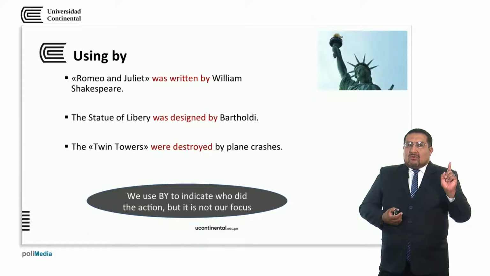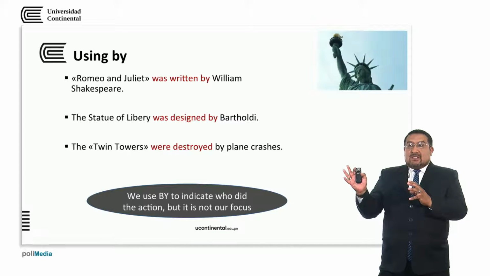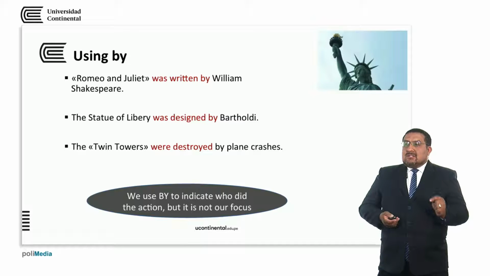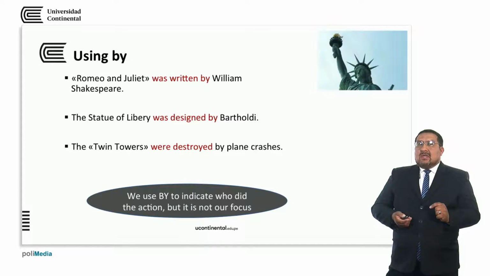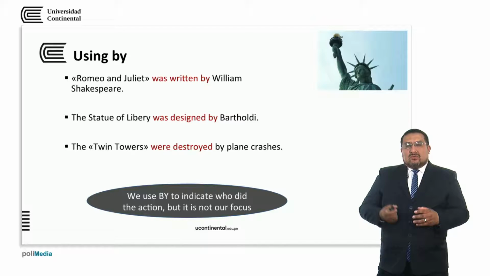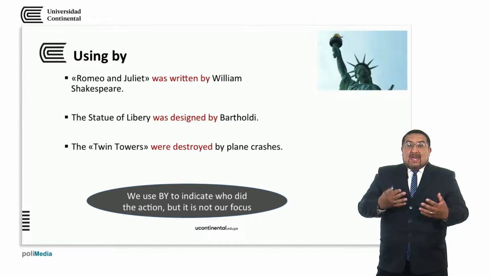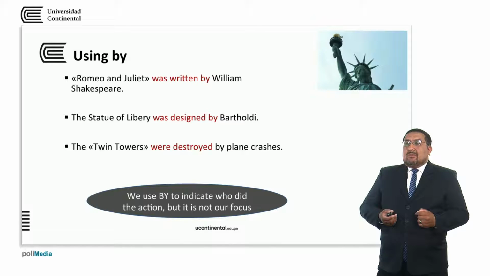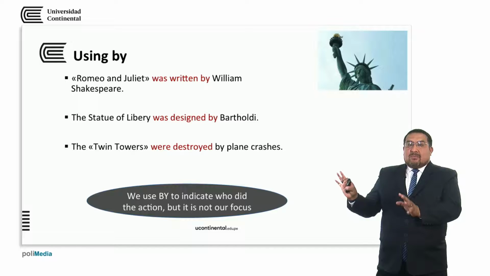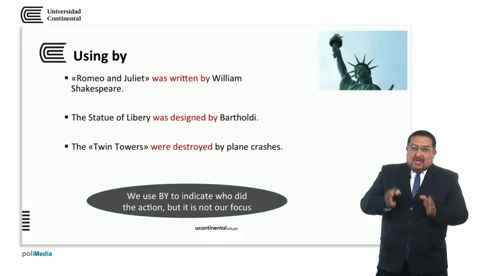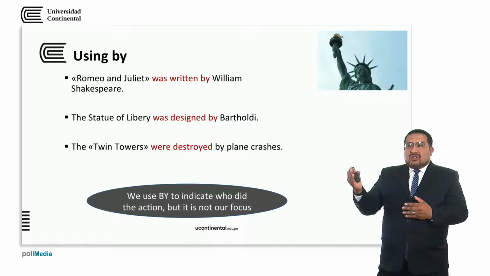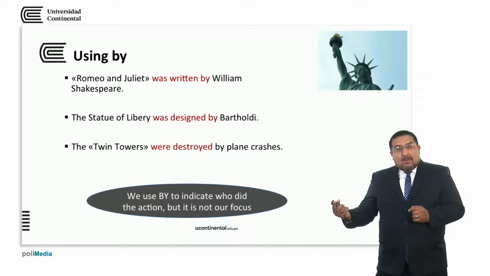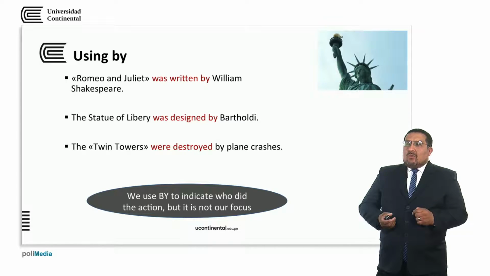But Romeo and Juliet is still the object of my sentence. But for this sentence, it is receiving principal attention. The Statue of Liberty was designed by Bartholdi. He was an Italian designer. Together with other people, he designed and helped to create the Statue of Liberty. But I don't want to mention him as the principal actor, even though he is the principal actor. But the focus of my attention is on the Statue of Liberty. The Statue of Liberty was designed. By whom? By Bartholdi.